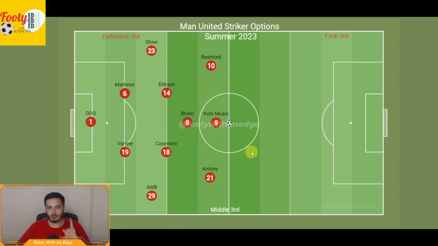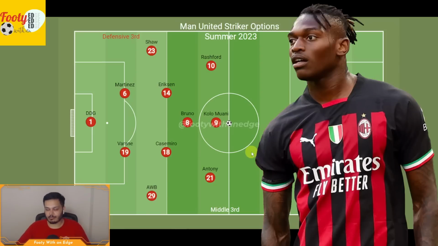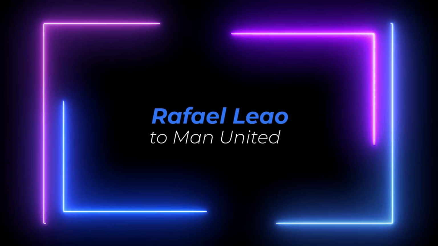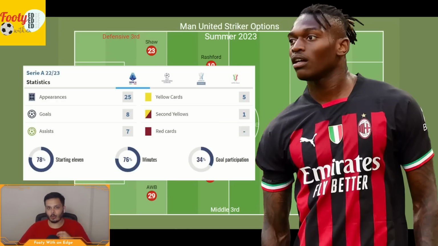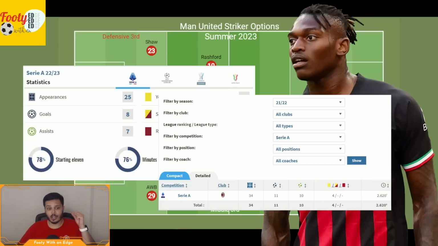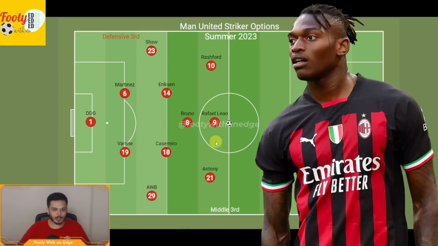So next, let's talk about our main man, RAFAEL LEAO. Much like Kolo Muani, RAFAEL LEAO is another young forward who has been making waves in recent seasons. He has 8 goals and 7 assists in 25 league appearances for AC Milan, which comes on the back of a Scudetto winning season in which he got 11 goals and 10 assists in the Serie A. I think this kid is truly something special, and much like Kolo Muani, he could be at the upper echelon of strikers in European football for many seasons to come. So we have to consider him as a Man United target.